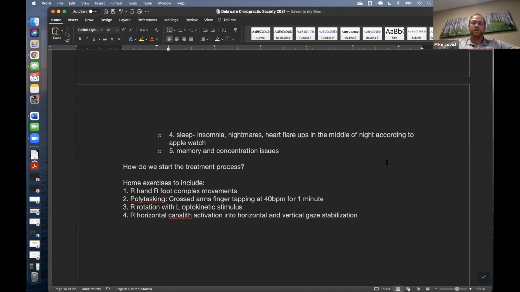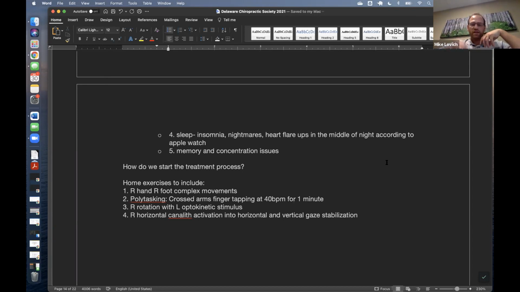The point of exercise number 1 is to increase activation of the cerebellum. And then with all that cerebellar output, we're going to do a control exercise, polytasking. I have them turn on a metronome at 40 beats per minute, cross their arms over their chest, lift their fingers up, and tap as close as they can to the beat. They're not trying to react to the beat. They're trying to predict the beat and beyond the beat. So the point is, you start with a cerebellar activation and you come in with a control exercise.